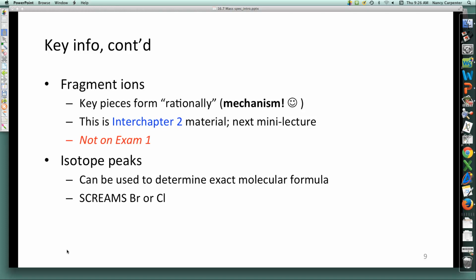So isotope peaks, these little M+1 and M+2 peaks, can be used to determine exactly what the molecular formula was, which is really handy. Because say you figure out the molecular weight is 200, well, there's a bazillion different molecules with the molecular weight of 200, but what's the molecular formula? So Mass Spec can come in very handy there. And there's a special application of isotope peaks that really helps you nail down halides.